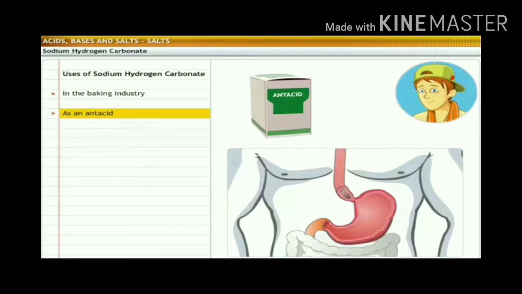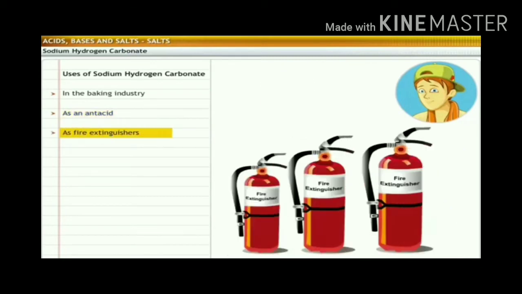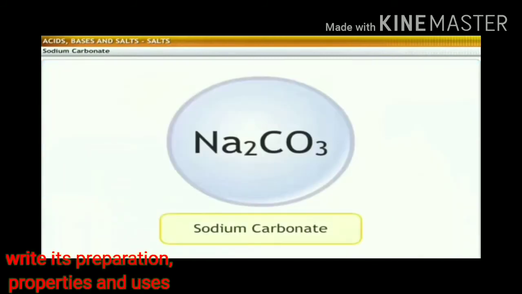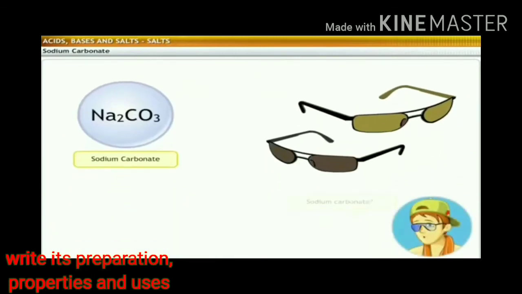Apart from that, it is even used in soda acid fire extinguishers, which we usually come across in multi-storied malls. That's right. Do you know how glass is made? No idea. Sodium carbonate is used to manufacture glass.